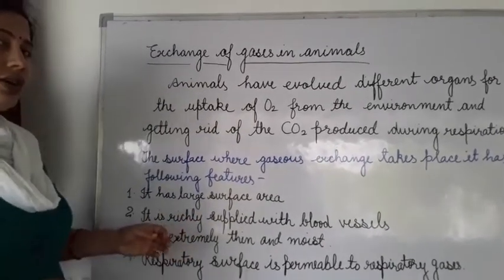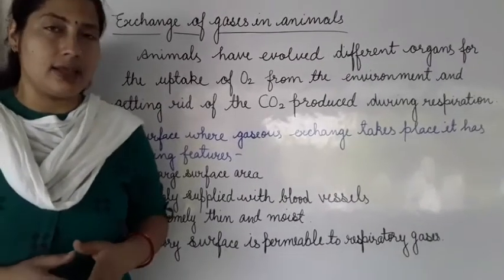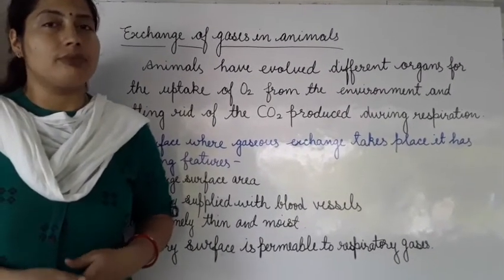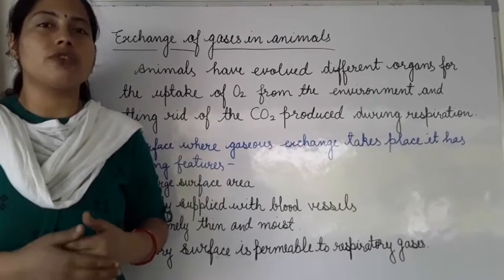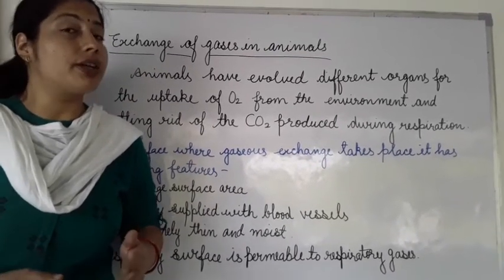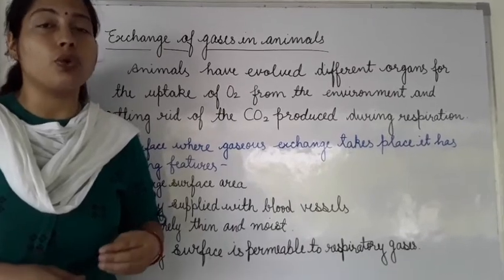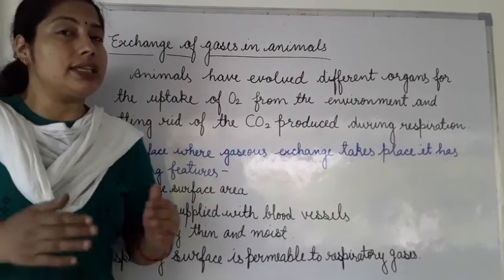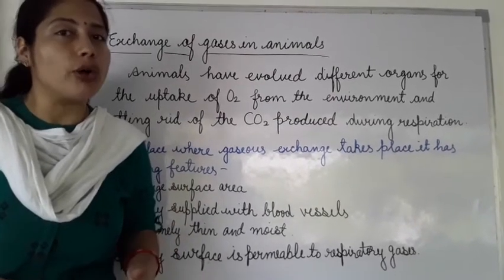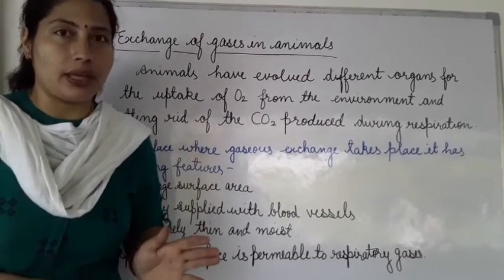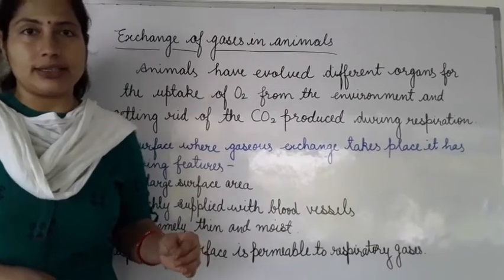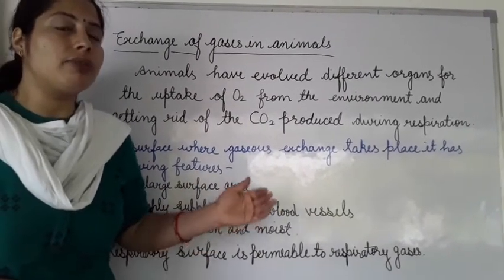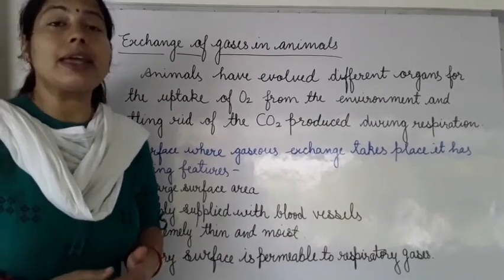And the second feature, it is very thin and moist. The respiratory surface means from where exchange of gases takes place. जहाँ पर गैसेस एक्सचेंज होता है, उस सरफेस को हम बोलते हैं रेस्पिरेटरी सरफेस. और ये जो रेस्पिरेटरी सरफेस है, it is very thin and moist. बहुत ही ज़्यादा थिन होती है, पतली होती है, बहुत ज़्यादा थिन. And it has a rich supply of blood vessels, और ब्लड वेसल्स कैपिलरीज.